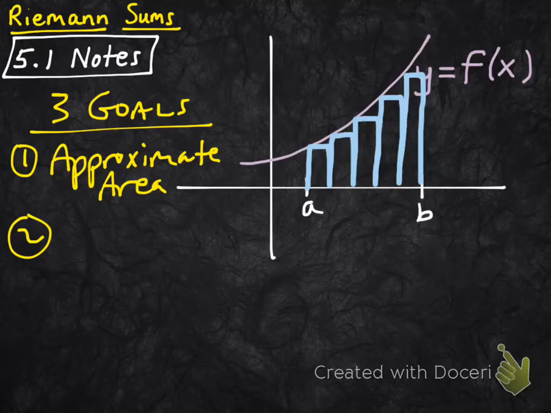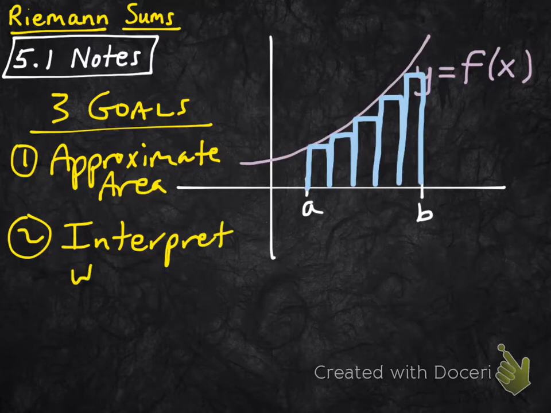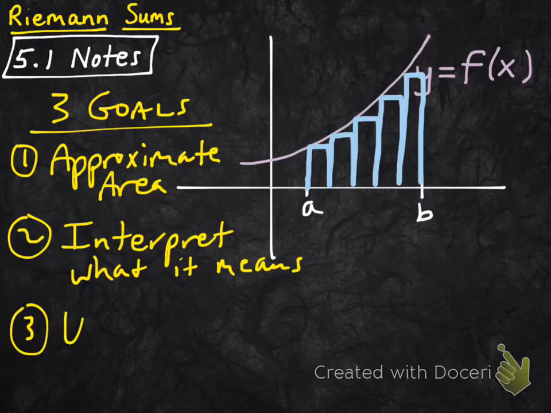And then the next goal for today is to interpret what that approximate area means. So in terms of a real-life type problem, in context, the area between the curve and the horizontal axis isn't always going to mean the same thing, but nevertheless, again, that's the common theme, is to find that area.